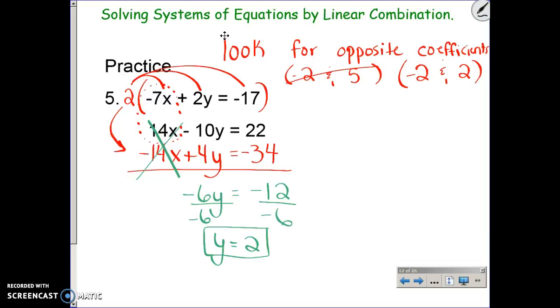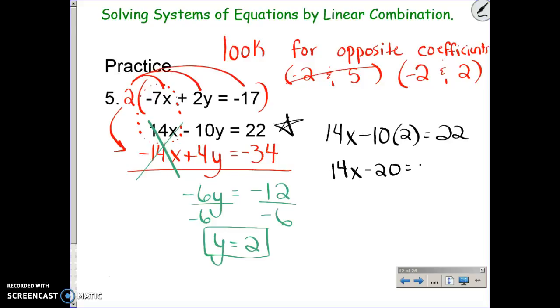Now go back to your original 2 equations and pick which one you would like. I'm going to use the second one only because I don't like having negatives with the variable I'm trying to solve for. You can pick the first one. You're going to get the same exact answer we do. Really, it's just personal preference. So 14x minus 10 times 2 equals 22. So 14x minus 20 equals 22. Add 20 to both sides.